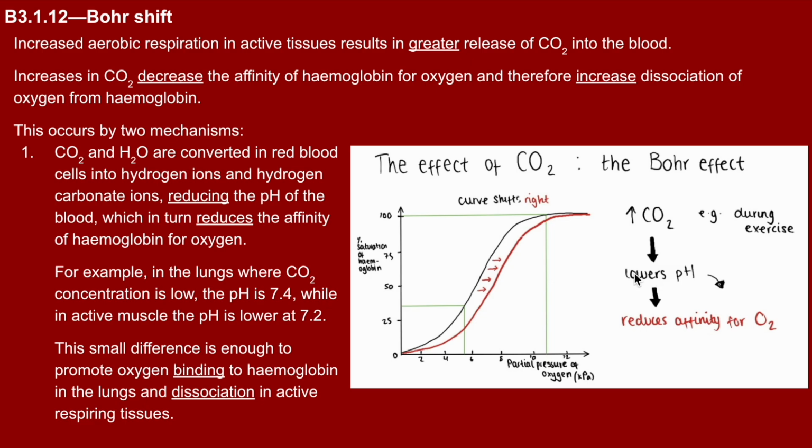But the effect of reducing the pH where there are high levels of CO2 is that hemoglobin then has a reduced affinity for oxygen, which is great because then wherever CO2 is being produced, more oxygen is going to get dropped off. For example, in the lungs, the pH is 7.4, while in active muscle, the pH is lower at 7.2. So even that small difference, that slightly more acidic pH in an active muscle, is going to cause oxygen to be dropped off there, when it gets picked up in the lungs.